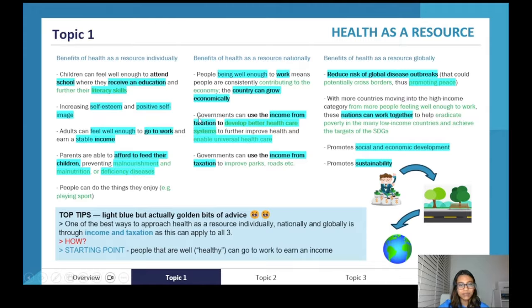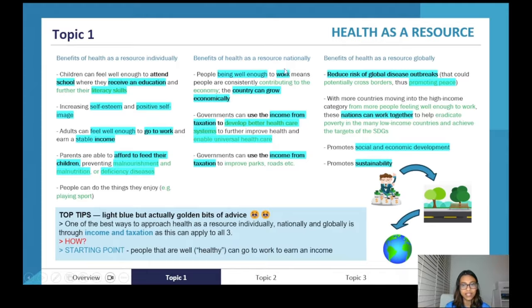Okay. Yeah, and then the governments can develop better healthcare systems, and then they can enable universal healthcare, like Medicare. Governments can use the income from taxation to improve infrastructure, so parks and roads, and then however you need to link that. Maybe you need to link that back to another part of the question.